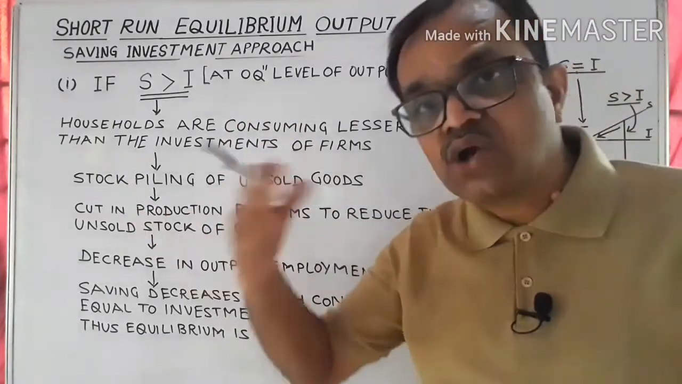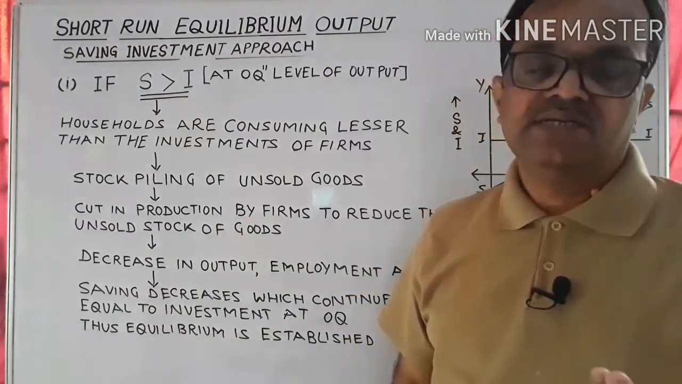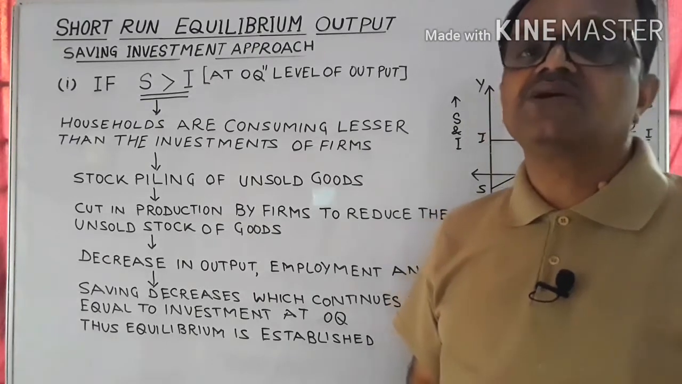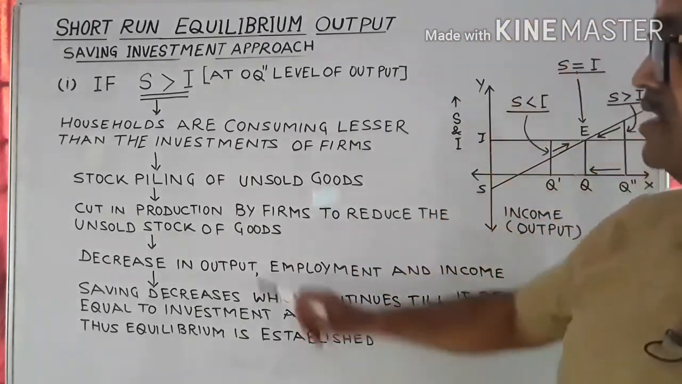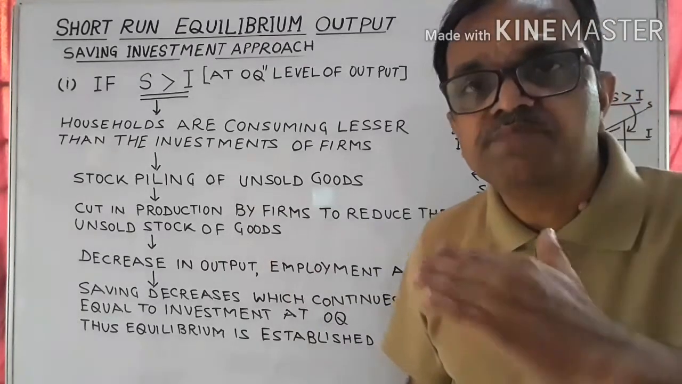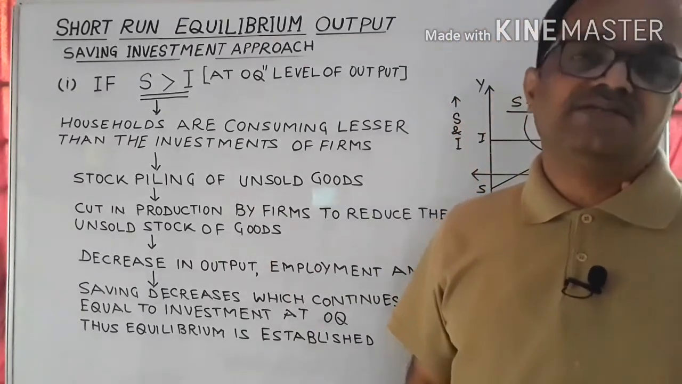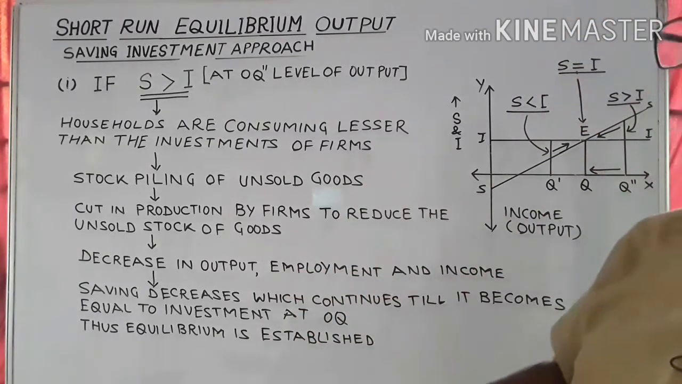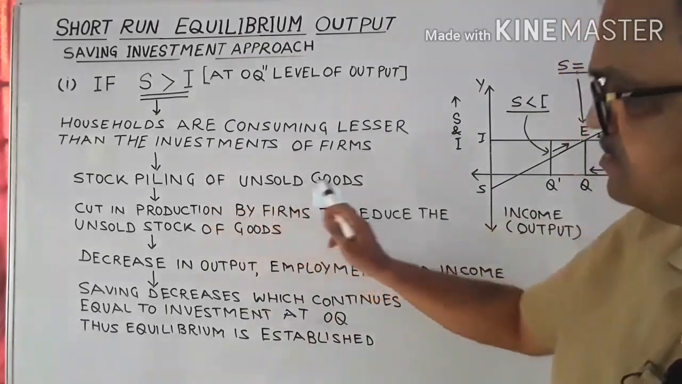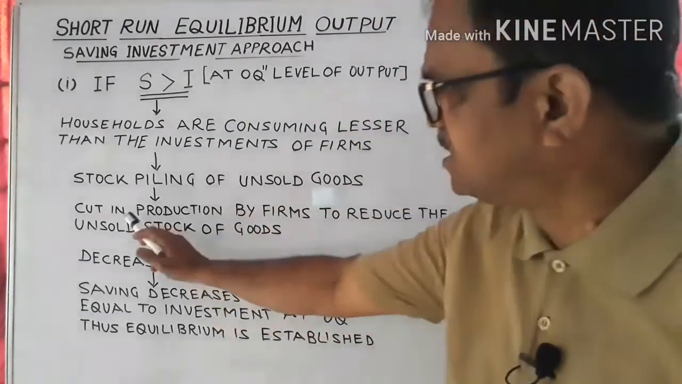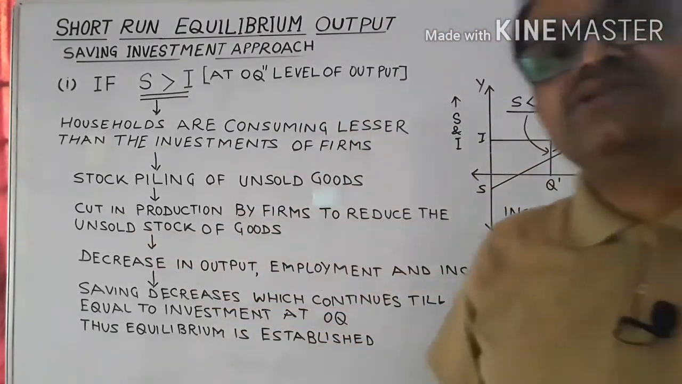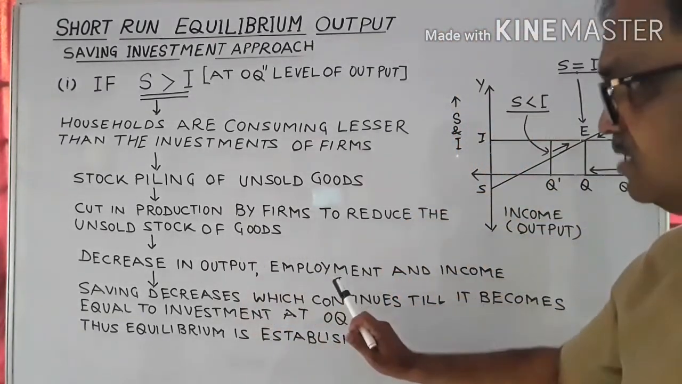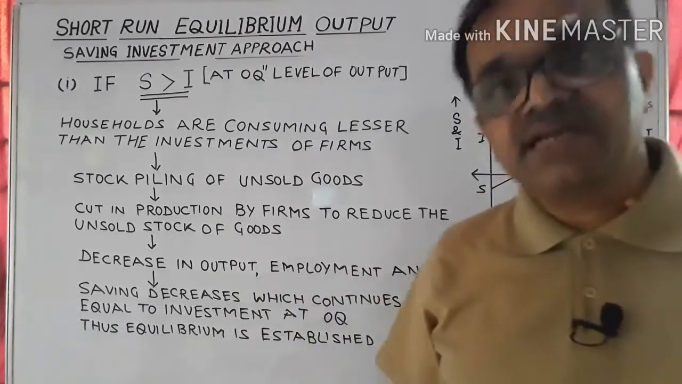Then there would be a stockpiling of unsold stock. That is, there would be an increase in the inventory stock, unsold stock in the economy, and therefore the investors would plan a cut in production, resulting in a decrease in output, employment and income. I mean, due to stockpiling of goods and services in the economy, there would be a cut in production by the firms to reduce the unsold stock of goods, and that's why output decreases, employment decreases and income decreases.